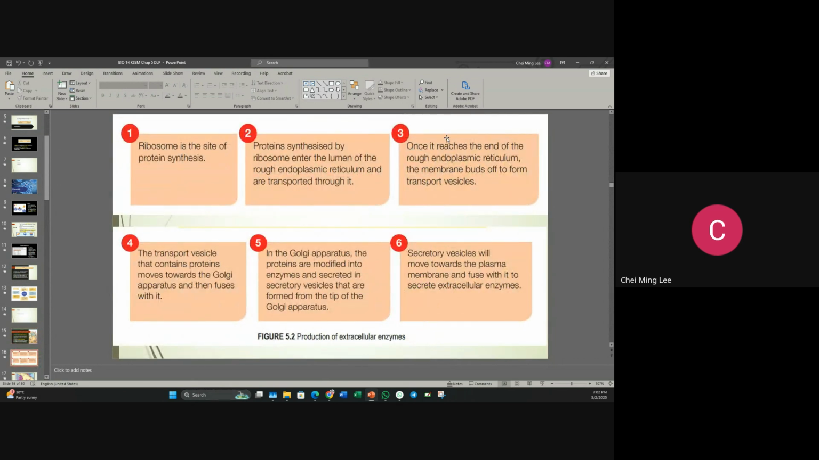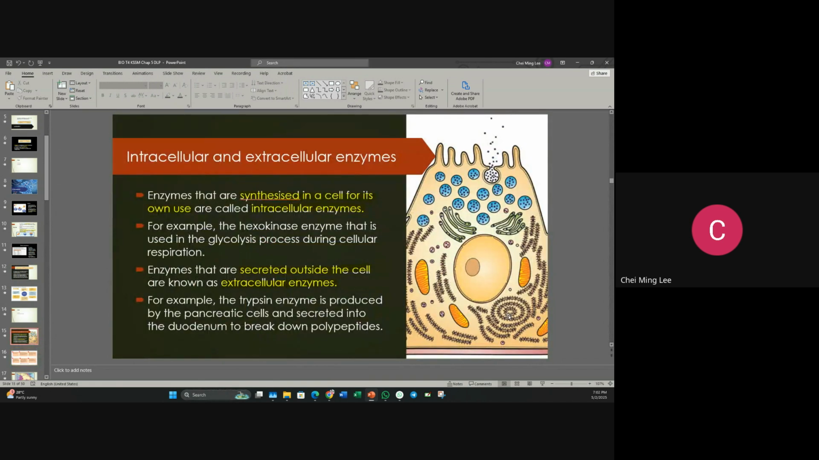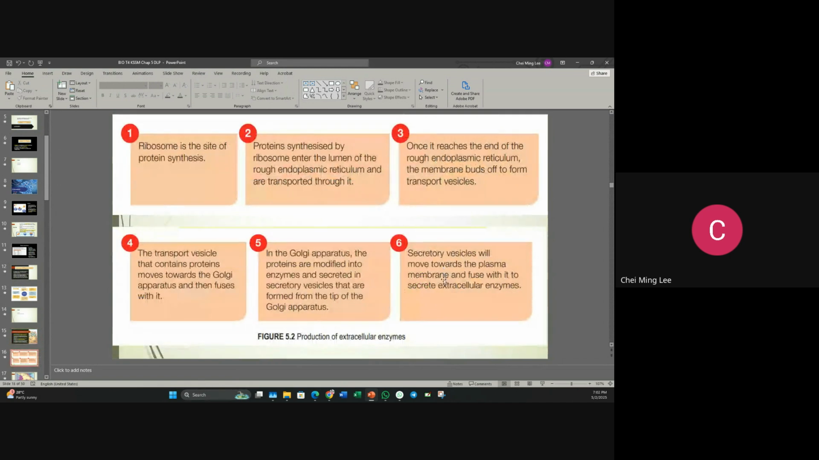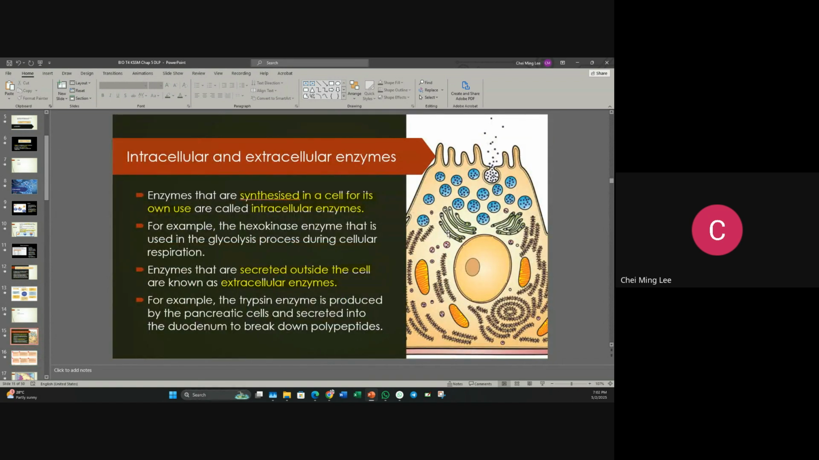Once they reach the end of the rough endoplasmic reticulum, the membrane will bud off to form the transport vesicle like this. There are a lot of vesicles here. Then they will be released, and the transport vesicle, which contains the protein, will move toward the Golgi apparatus and then fuse with it. So it will go out and then fuse with this.